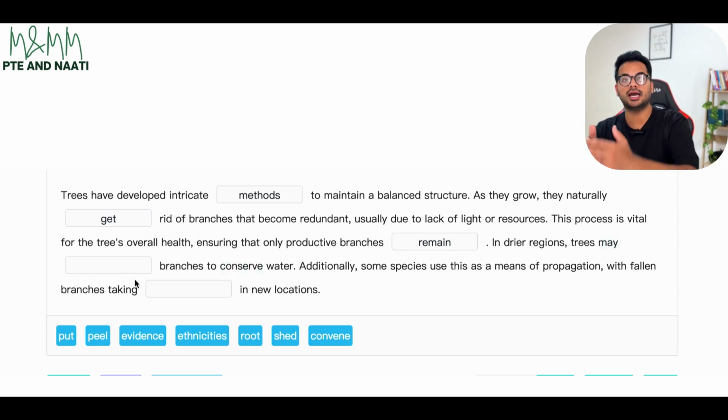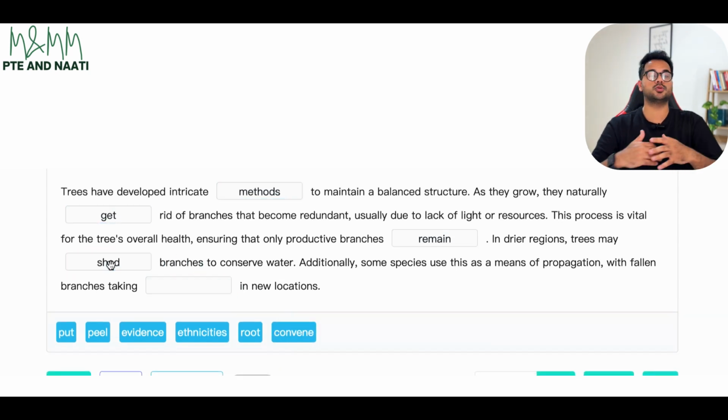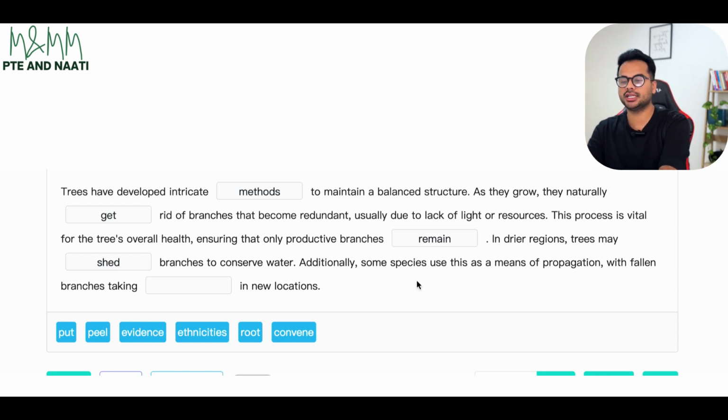So in dry regions, trees may dash branches. So we need something that removes branches, something similar to the word remove. Put, its opposite, peel. Now you can't peel branches. Peel is like peeling a banana. So that can't be the right answer. Shed would be the accurate answer, because we can shed, meaning getting rid of those branches to conserve water.